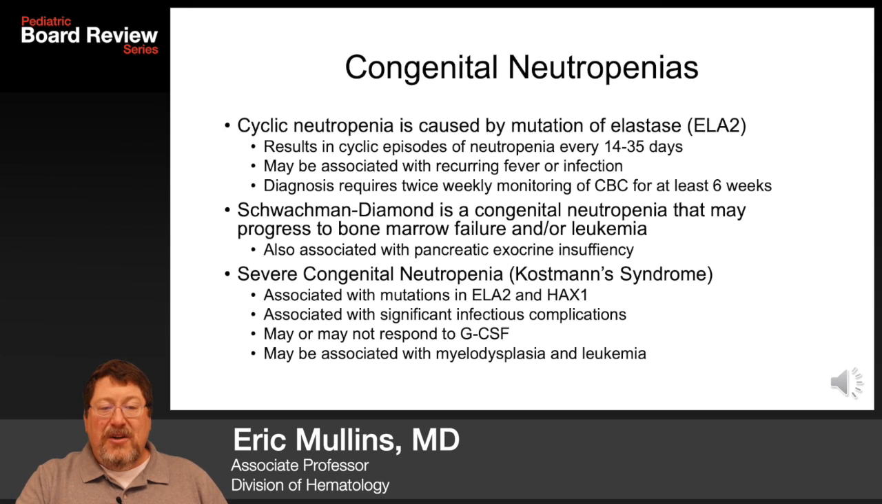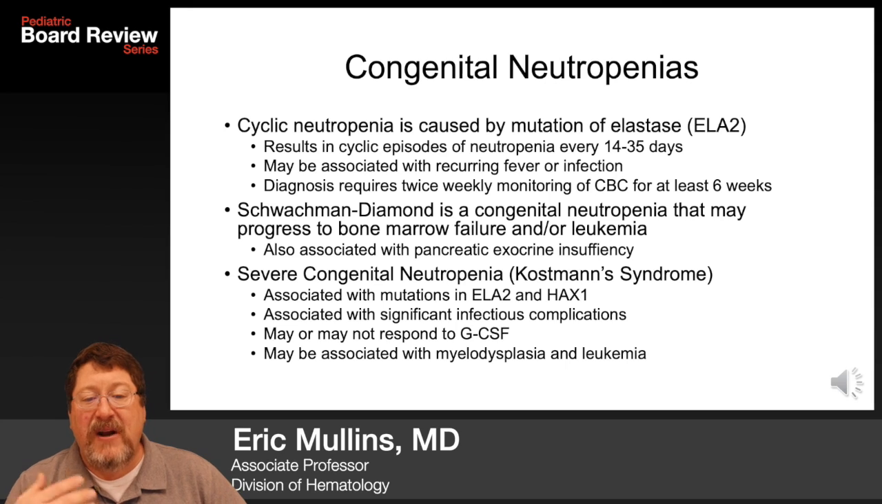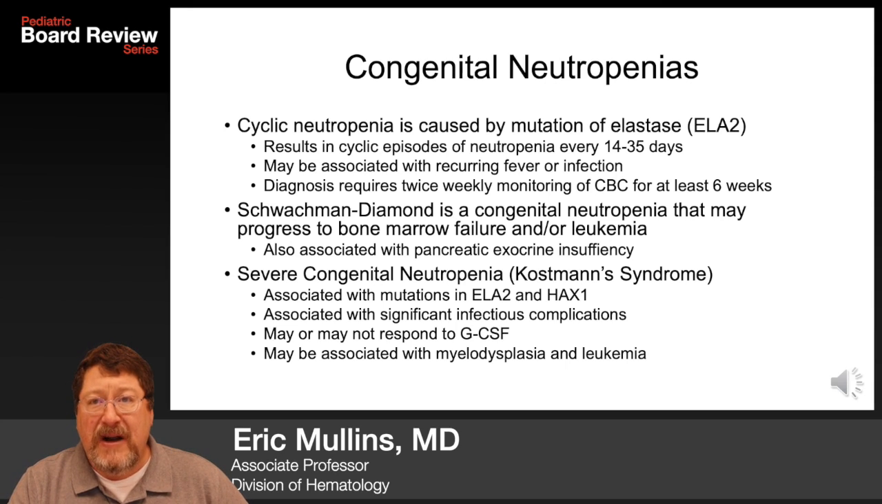Shwachman-Diamond is a congenital neutropenia that may progress to bone marrow failure and/or leukemia. This is interesting because it actually kind of looks like cystic fibrosis in that they have pancreatic exocrine insufficiency and may have failure to thrive as well. But the difference is that, of course, these patients have no pulmonary manifestations.